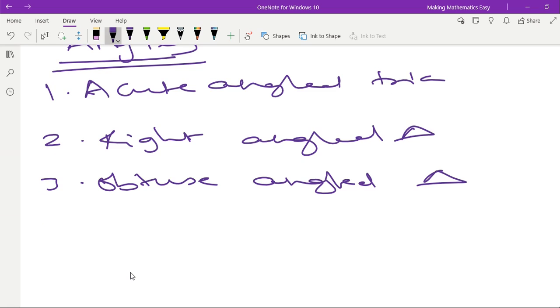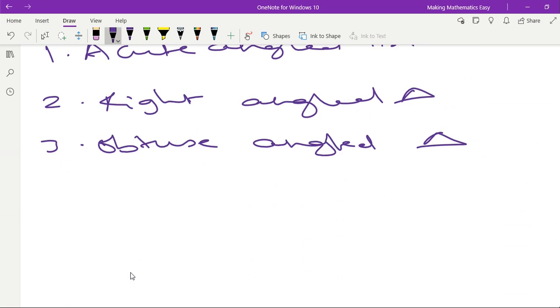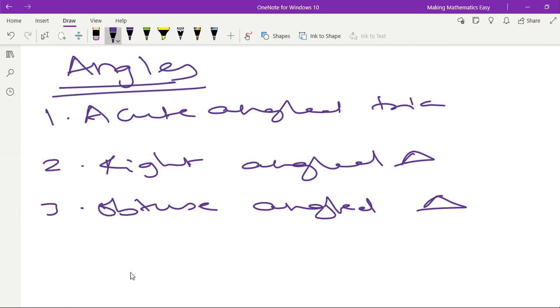Okay. Now let us first understand what we mean by an acute angled triangle. In the case of an acute angled triangle, all the angles that you see will be less than 90 degrees, not even 90 degrees. So it will be either 89 or less than 89. In an acute angled triangle, you need to remember, all three angles will be less than 90 degrees.